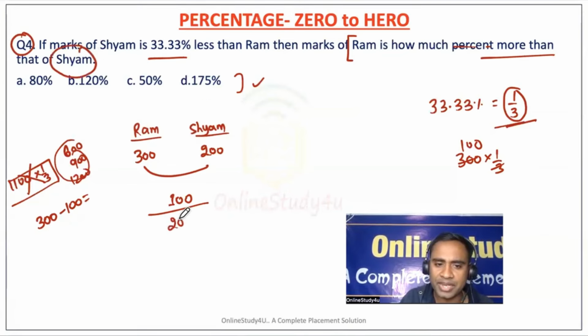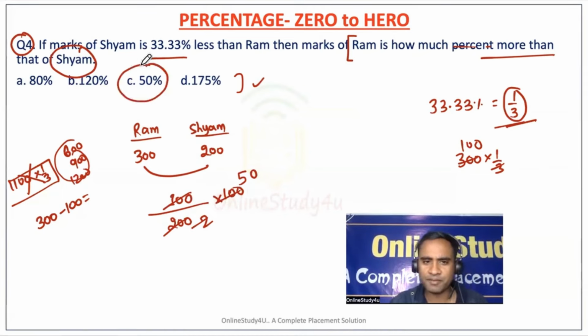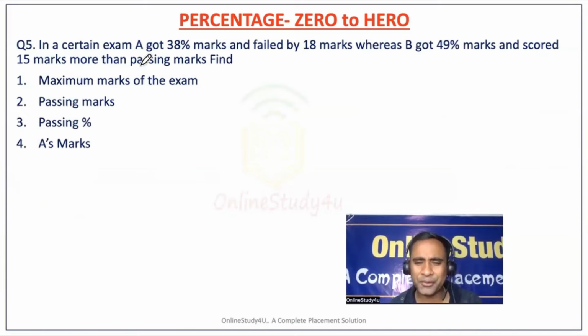So Sam, you bring it down, and it is nothing but 100 by 200, which is half. So it will be 50%. Option C will be the correct answer. That's all. Try to understand, right?